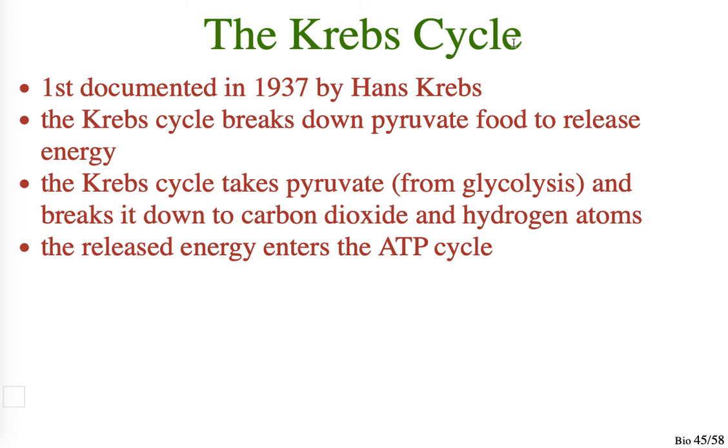The Krebs cycle was first documented by Sir Hans Krebs. He was actually an English or British knight. The Krebs cycle is a process that breaks down pyruvate to release energy. It basically takes pyruvate from glycolysis and breaks it down to carbon dioxide and hydrogen. Now, I don't know that you should write all this down because I'm going to emphasize it on the diagram. But the diagram is actually demonstrating this.